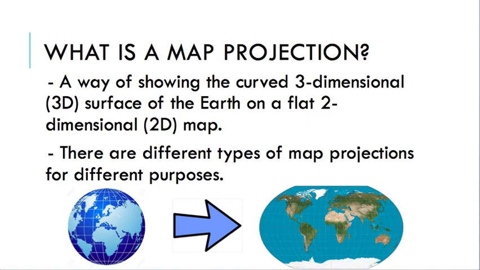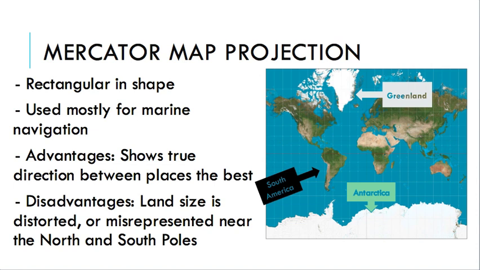So imagine those round inflatable globes we've been using in class. A map projection would be taking that 3D version and making it nice and flat so that it would be on your desk. So there are different types of map projections for different purposes, depending on what you needed them for. So the first one we're going to talk about is a Mercator map projection.